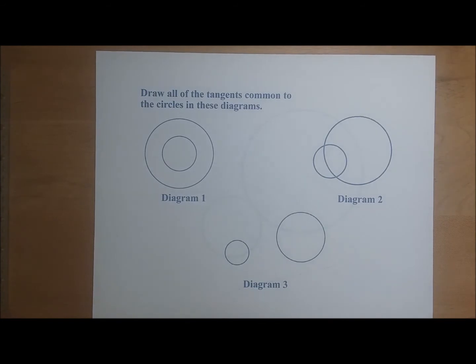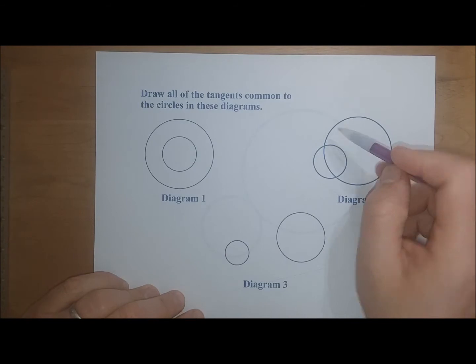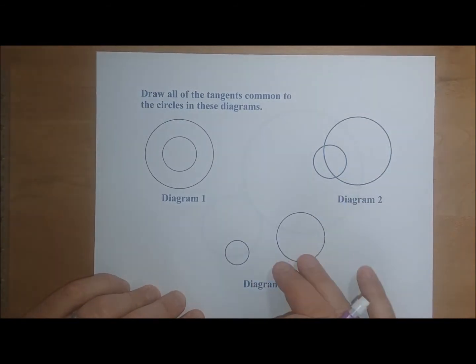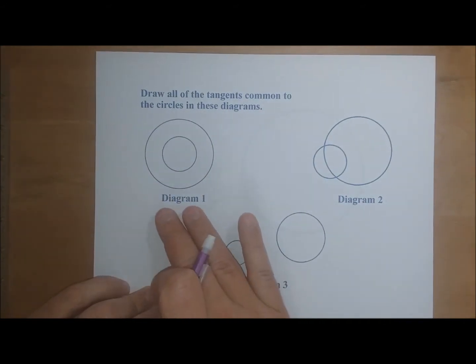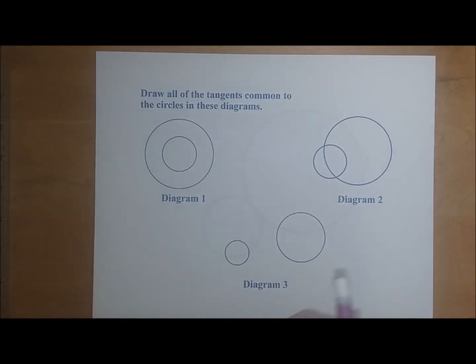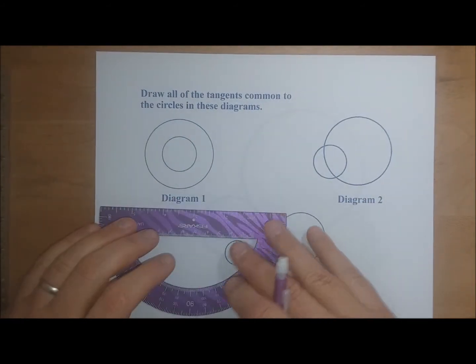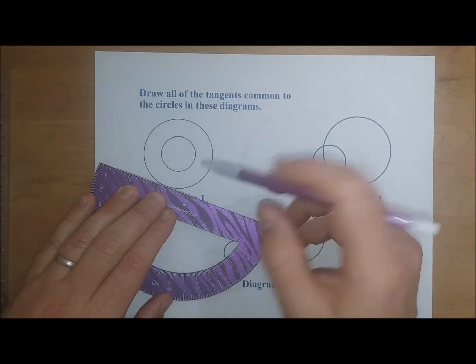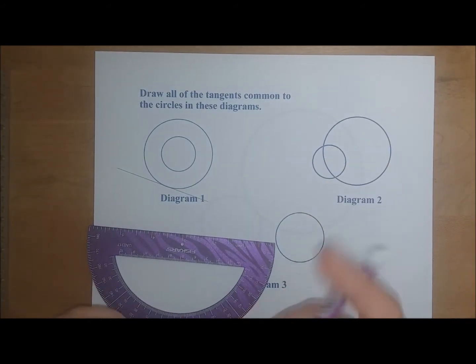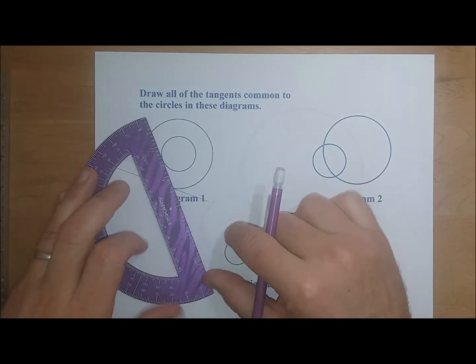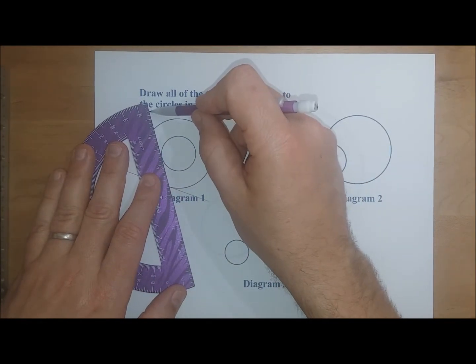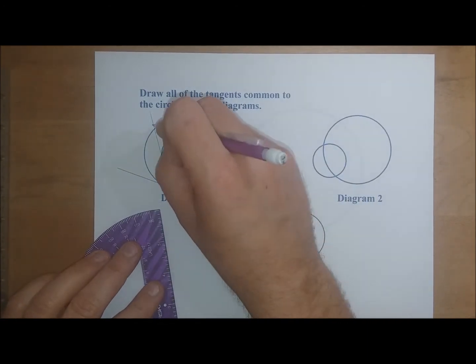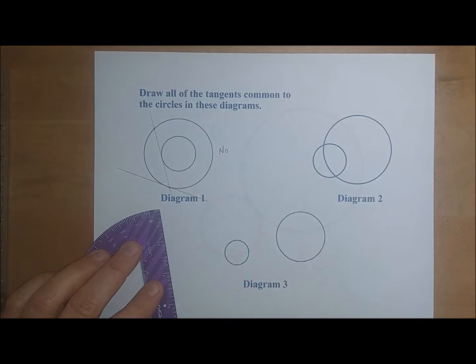Okay, now here they want us to draw all of the tangents common to the circles in these diagrams. Common tangents mean they're going to be tangent to both of our circles. So can we draw common tangents to these two circles in diagram 1? In this particular case, I can't draw any common tangents, can I? Any line that I try to draw just barely tangent to the outside circle is obviously not going to intersect the inner circle at all. And any tangent I attempt to draw on the inner circle must necessarily intersect the outer circle twice. So this guy, no common tangents.